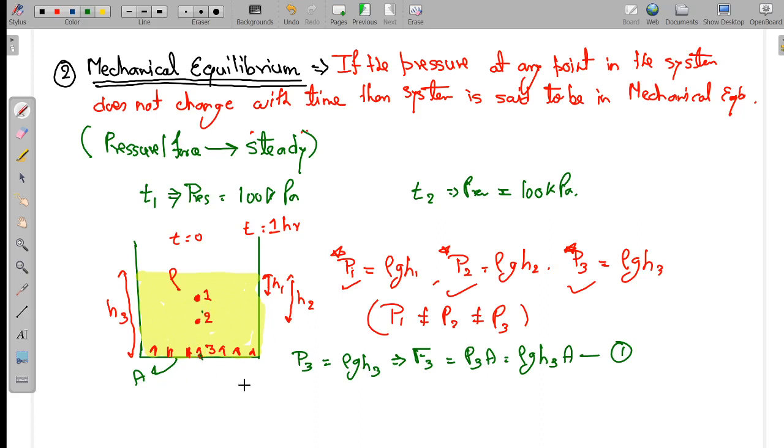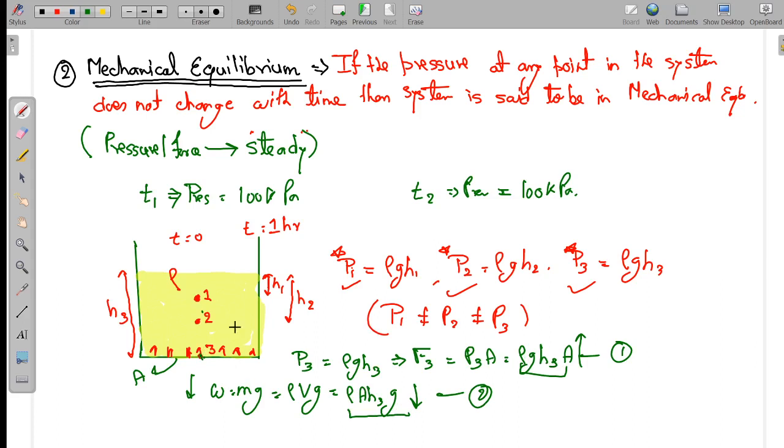So if I am finding out the weight of that fluid, W is equal to m into g. This force is acting downward, and this pressure is acting upward. m is rho into volume into g, and volume you can easily find out, area into height, into g. This is acting downwards. So from equation 1 and equation 2 you can easily find out that the magnitude of this force and this force are equal and opposite. So that's why net force is 0, and that's why it is in mechanical equilibrium.